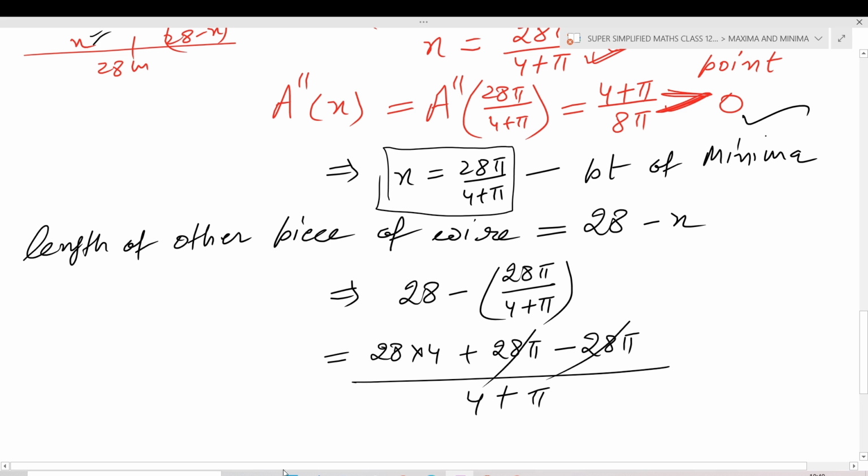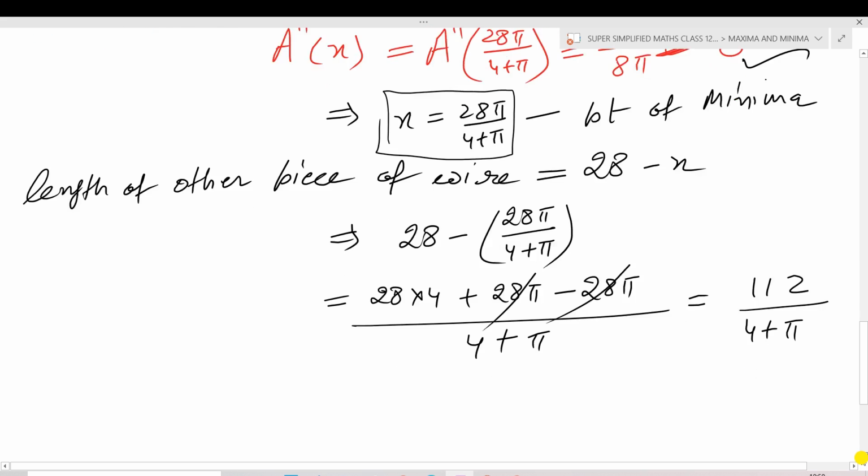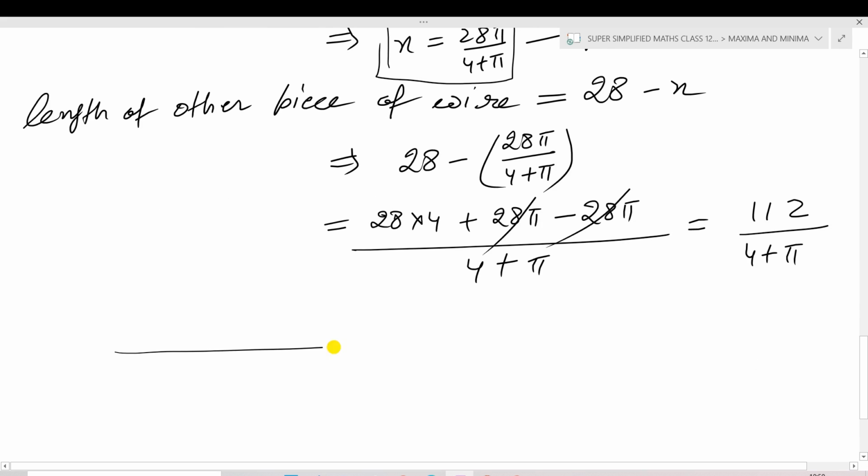So this piece of wire, which was of length 28 meters total, now is to be cut into two pieces, such that the length of one piece is 28 pi upon 4 plus pi, and the length of the other piece is 112 upon 4 plus pi. If you cut it in such a way, then the area of the square and the circle is going to be minimum.